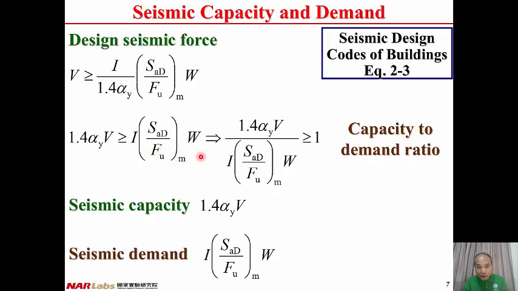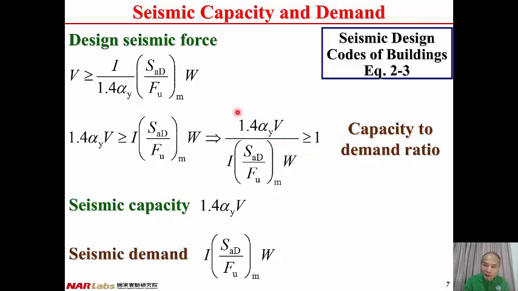And if we further move this term to the left-hand side of the equation, so that we have the fraction here, 1.4 alpha y V divided by I times SAD FU modification times W must be larger than or equal to 1. If a building is well designed, or if the building has enough seismic capacity, the capacity to demand ratio must be larger than or equal to 1.